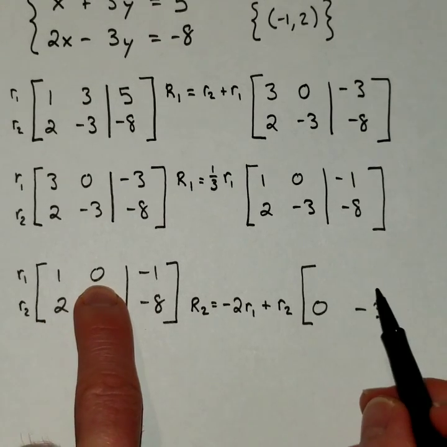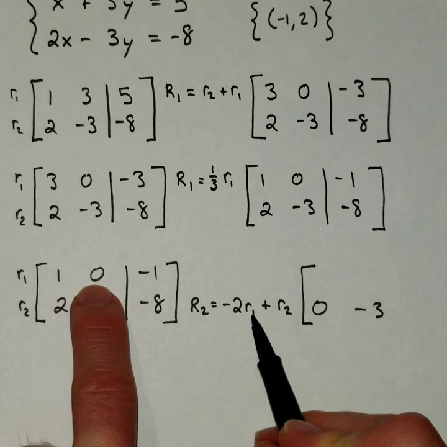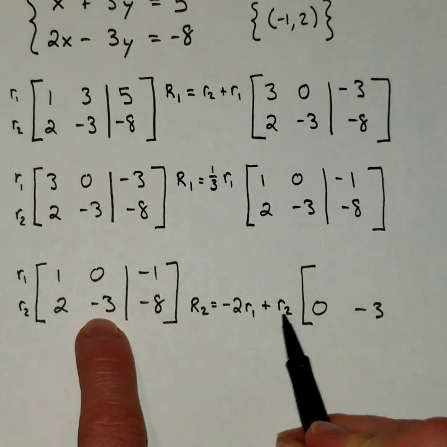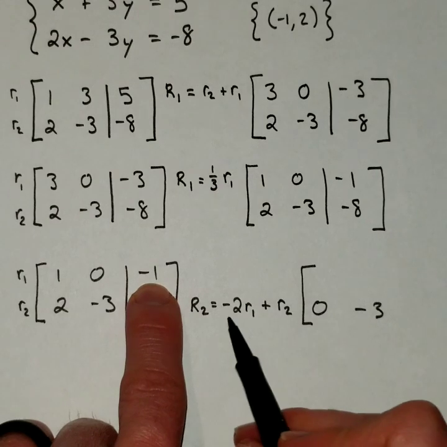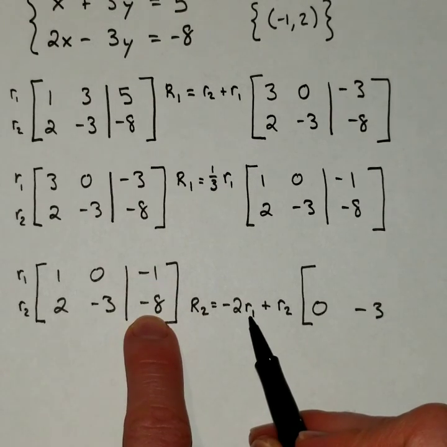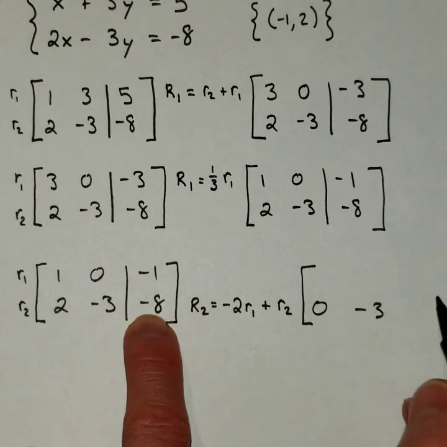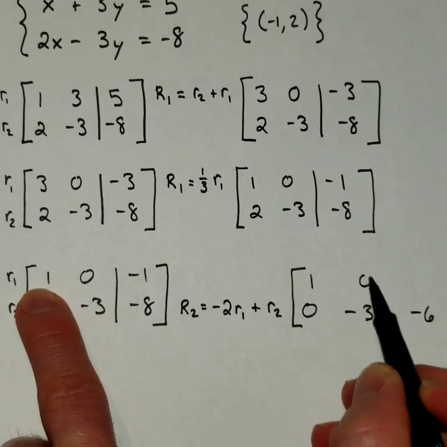And then we did the same thing here. I did -2 times 0 is 0, plus -3 is -3. And then we do that again here. -2 times -1 is 2. 2 plus -8 is -6. So put the -6 in. Top row remains the same.